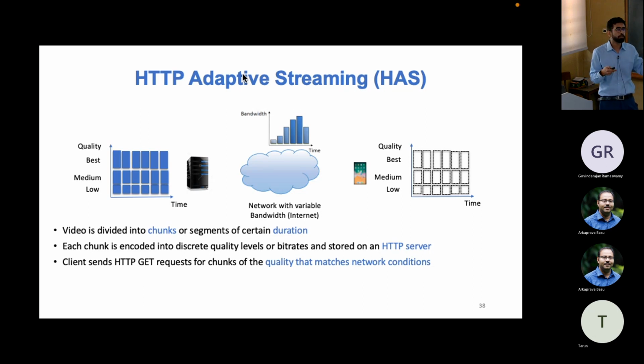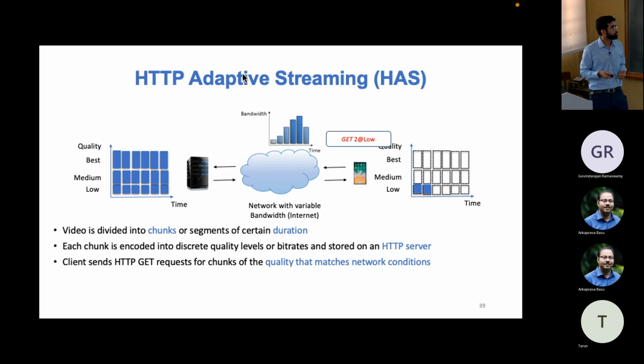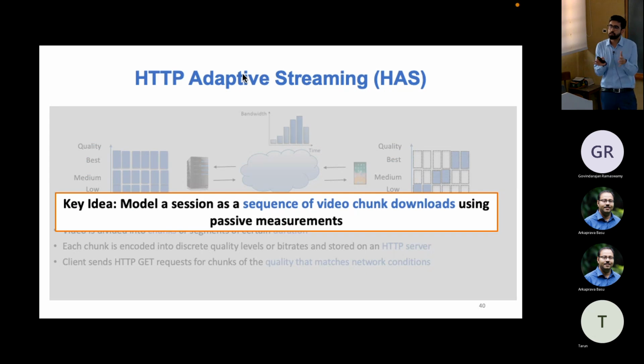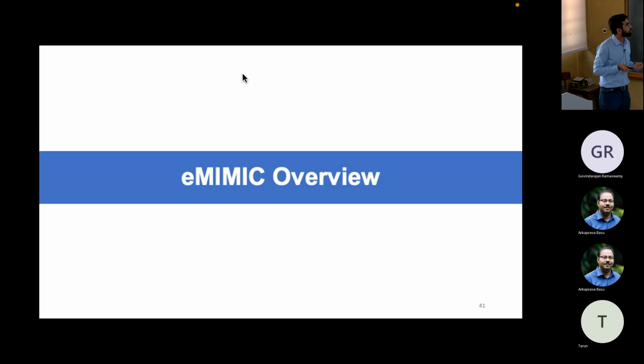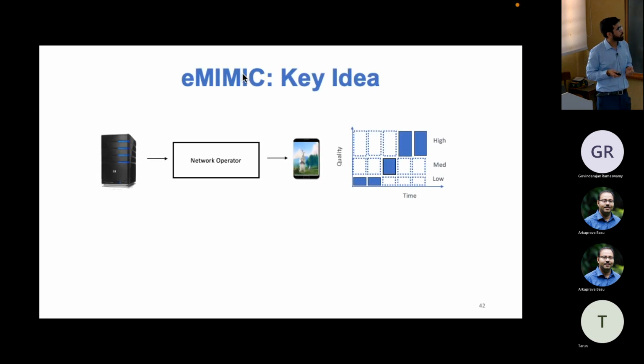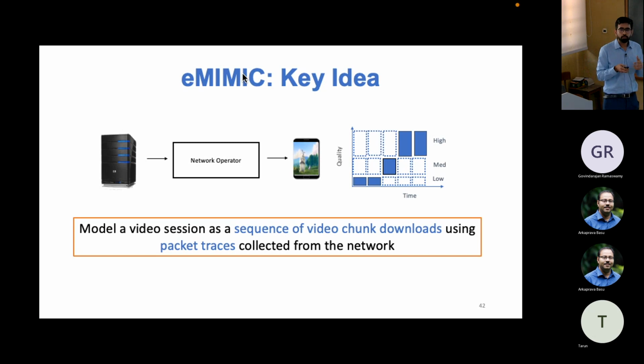The player basically starts downloading these chunks one by one. To download the first chunk, it will send a GET request, receive the response, and then once that chunk has been downloaded, it will send another GET request for the next chunk, and so on. So if you really think about an HTTP adaptive streaming session, you can model it as a sequence of video chunk downloads. And if you track these video chunk downloads on the network, you can essentially estimate the QoE metrics. That's what we try to do in eMimic. We use packet traces collected on the network to model this.